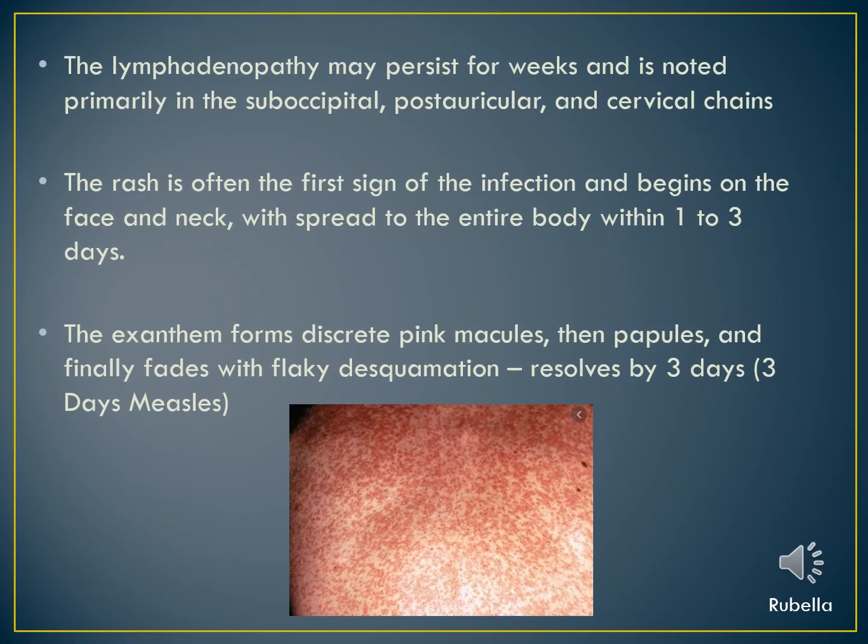The lymphadenopathy may persist for weeks and is noted primarily in the suboccipital, postauricular, and cervical chains. The rash is often the first sign of infection and begins on the face and neck, with spread to the entire body within 1 to 3 days. The exanthum forms discrete pink macules, then papules, which fade with flaky desquamation. Facial involvement often clears before the rash completes its spread to the lower body areas. Generally, the rash completely resolves by day 3, hence it is called 3 days measles.